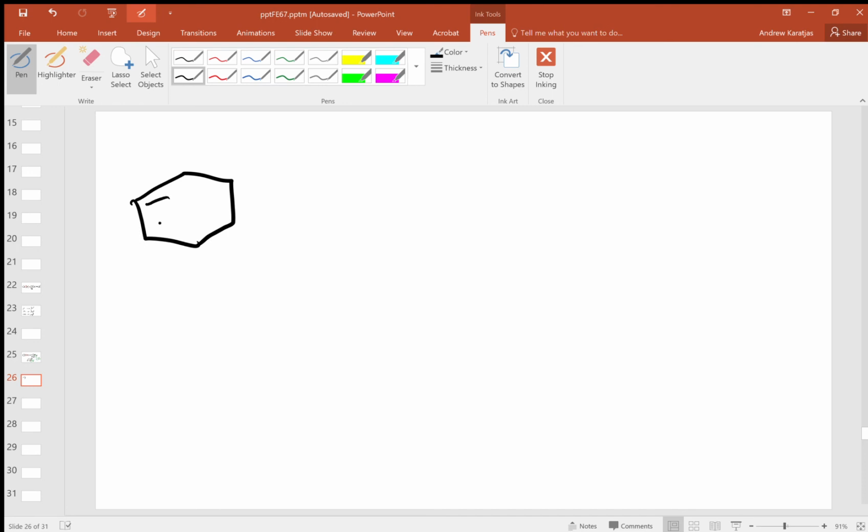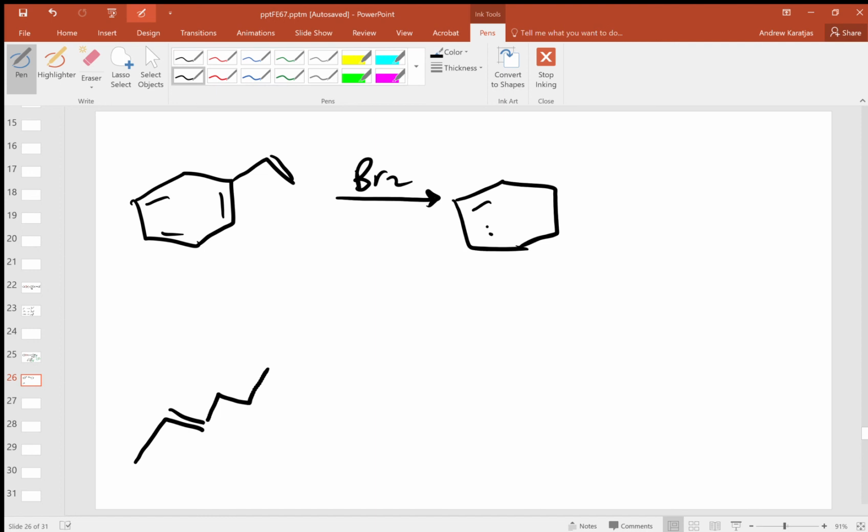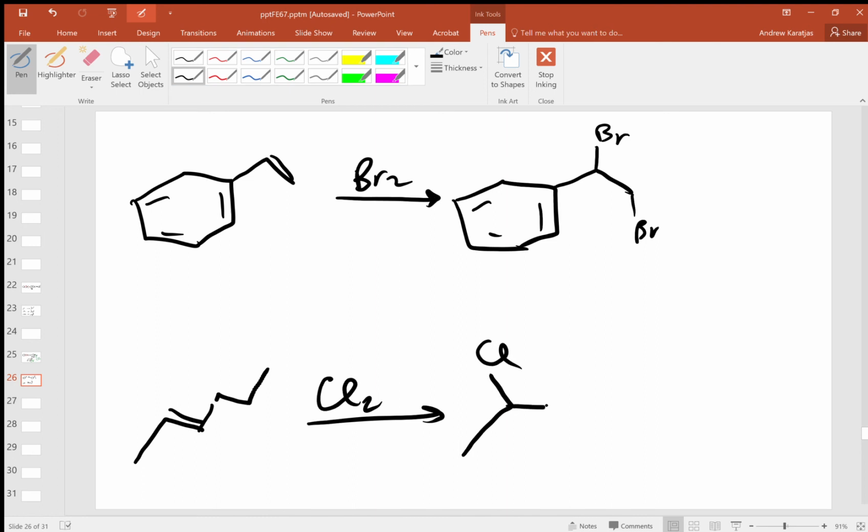And that'll happen regardless of what the alkene is. In a case like this one, we don't really notice it because the alkene is at the end of a chain. But regardless, those two bromines will add on opposite sides. And we can see the same thing in this final example here with chlorine. Again, the two chlorines, just like the bromines, will add on opposite sides of the molecule.